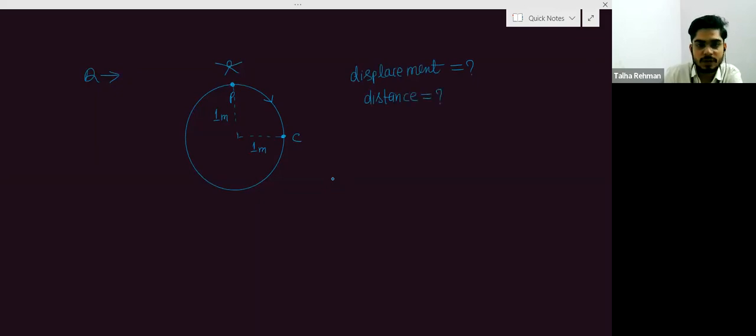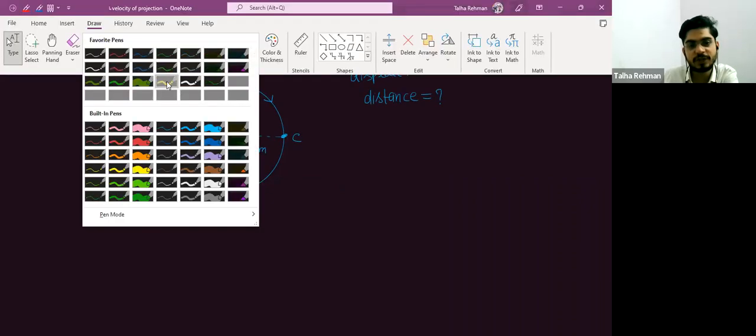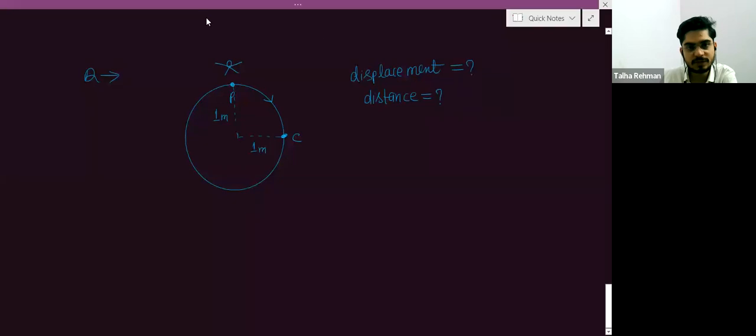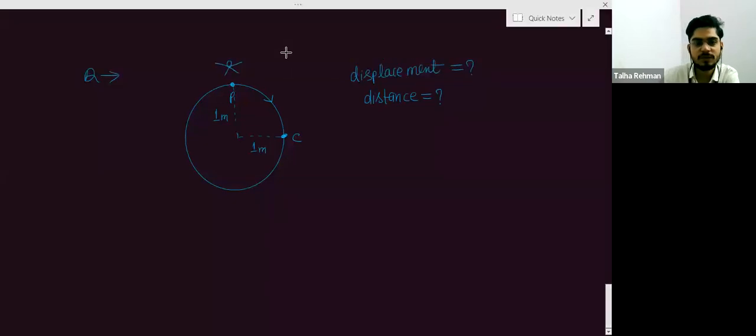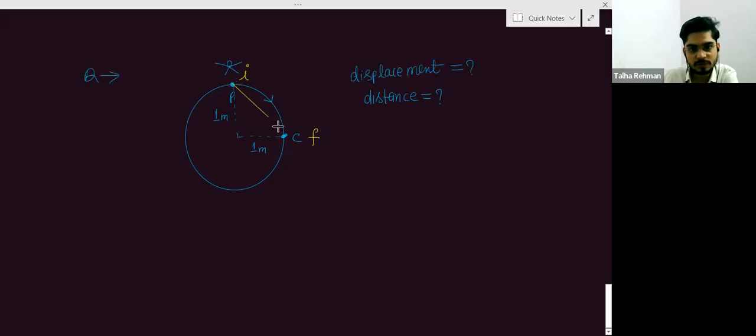So the person started the motion from point P and finally the person is at point C. We will calculate the displacement and the distance. Displacement, as I told you, is the shortest straight line path between the initial and the final position. So this will be the initial position, and this will be the final position at point C. So we will join this. Now this becomes a triangle.